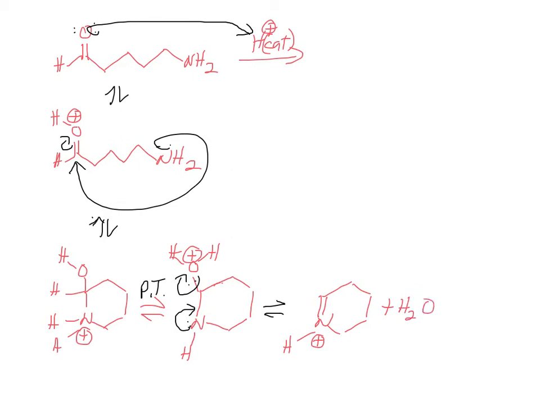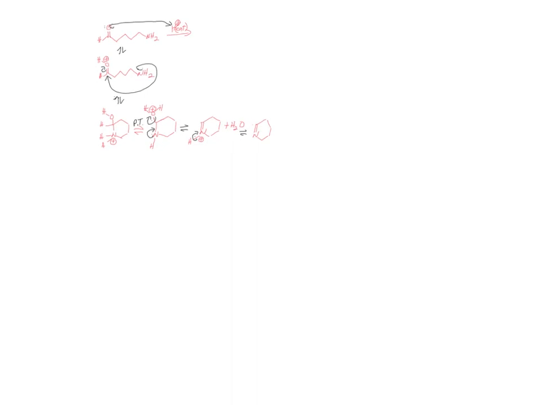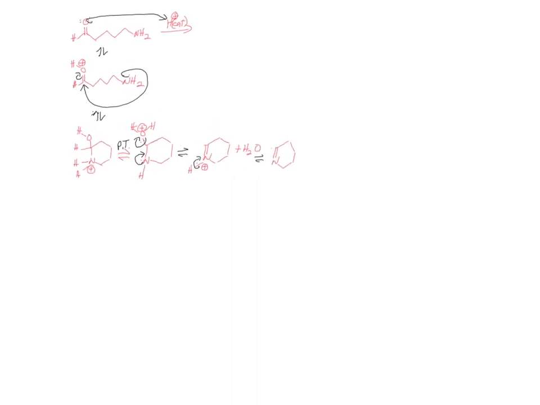And H plus is a catalyst, so the final step then is regenerating our catalyst. And that gives us this imine. Good. So now we have an imine. That was step one. Fancy, fancy, fancy. It doesn't need to be that small.